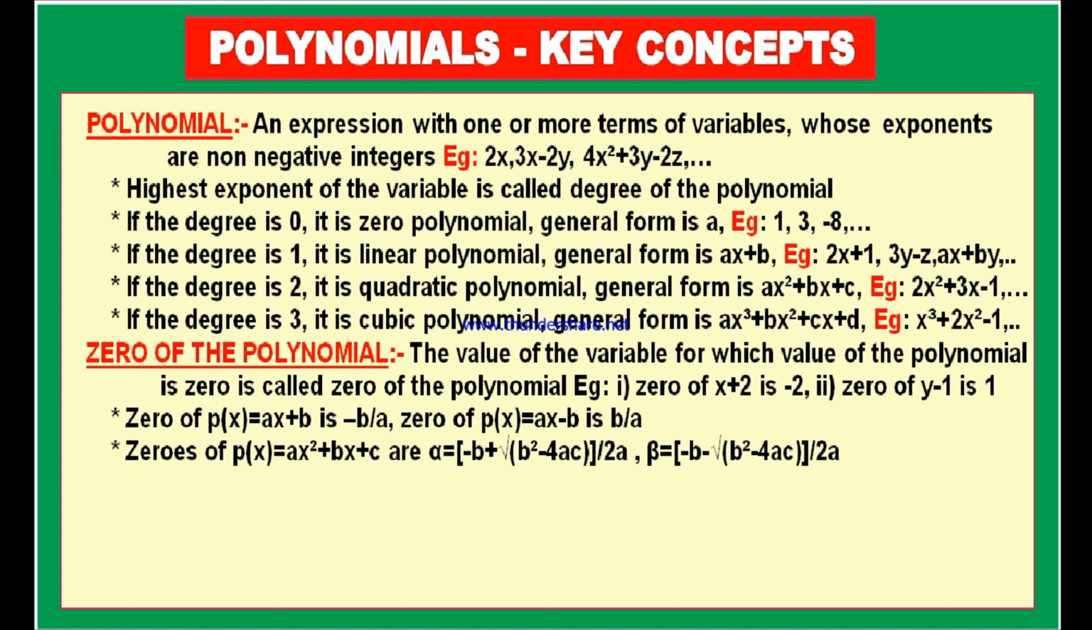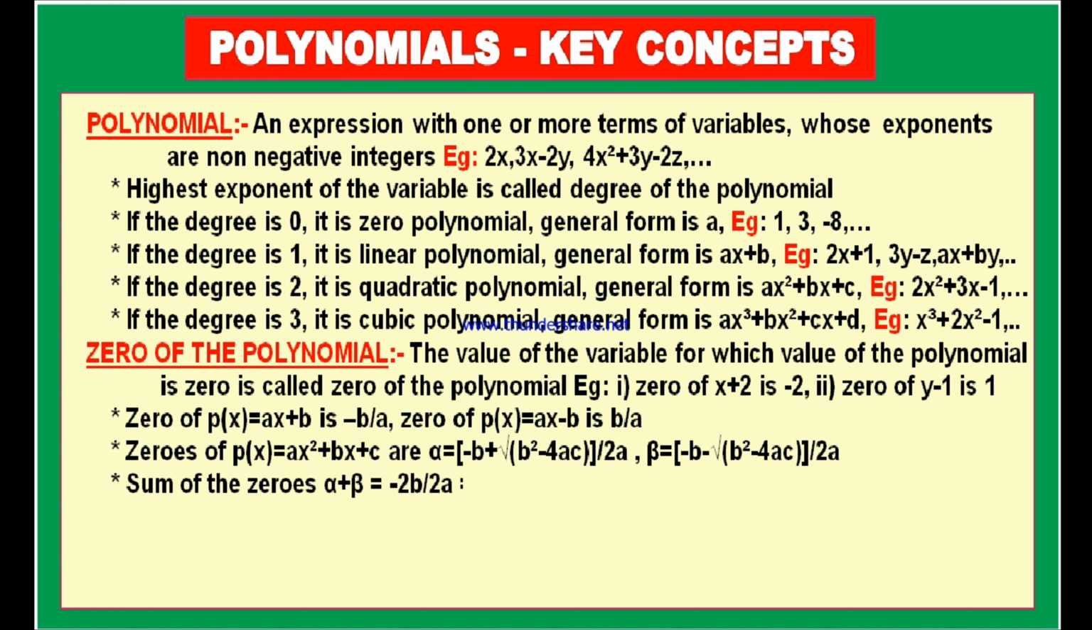And the second zero, beta, is given by minus b minus root b square minus 4ac by 2a. These two are called zeros of the polynomial x square plus bx plus c. Alpha is equal to minus b plus root b square minus 4ac by 2a, and beta is minus b minus root b square minus 4ac by 2a.